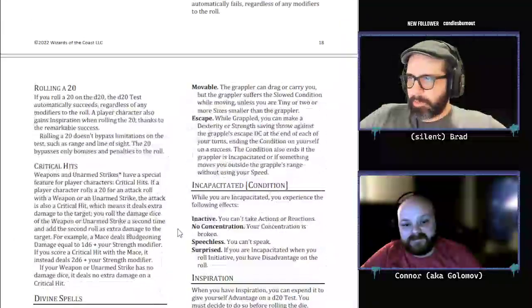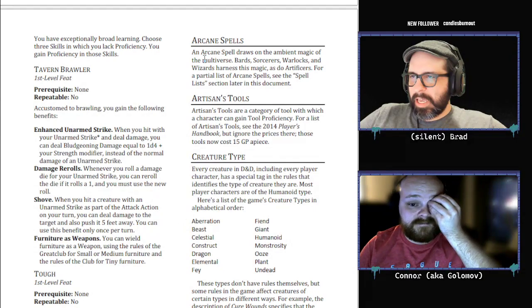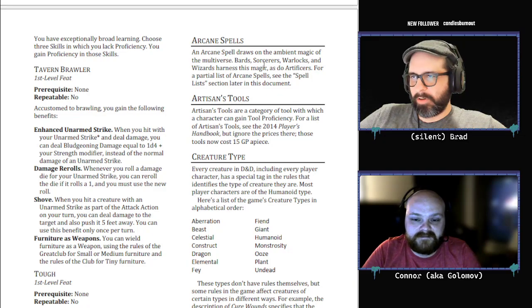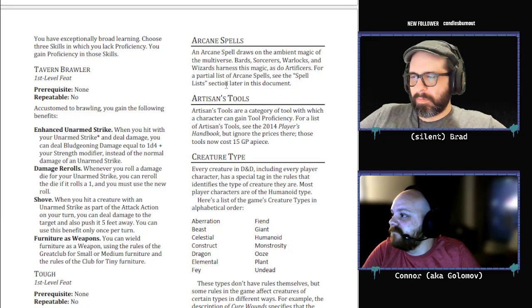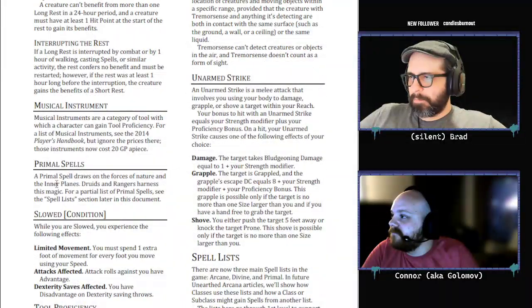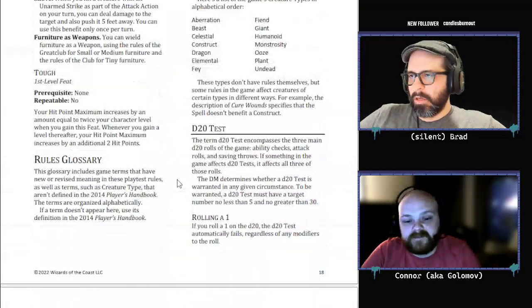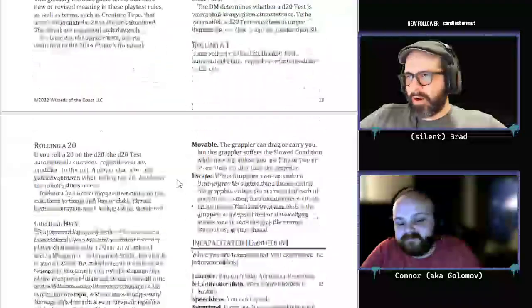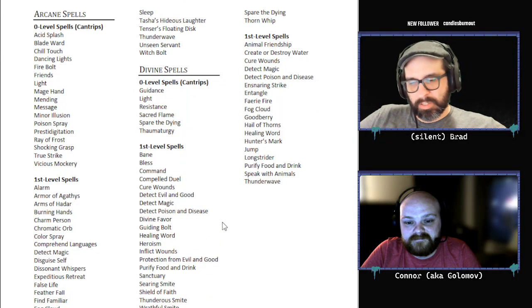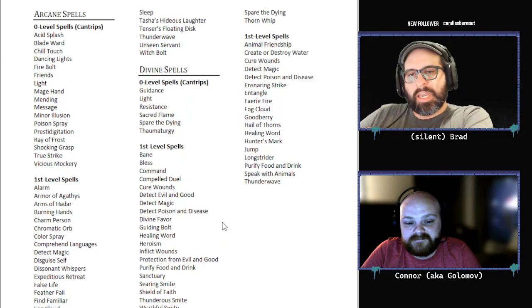Right. The difference between the three lists now: let's go back up to where it talks about this. An Arcane spell draws on the ambient magic of the multiverse, Divine draws on the power of gods and the outer planes, and Primal draws on the forces of nature and the inner planes. That's where they're splitting it up, and because it's not coming from gods or outer planes, Bards will stay Arcane.